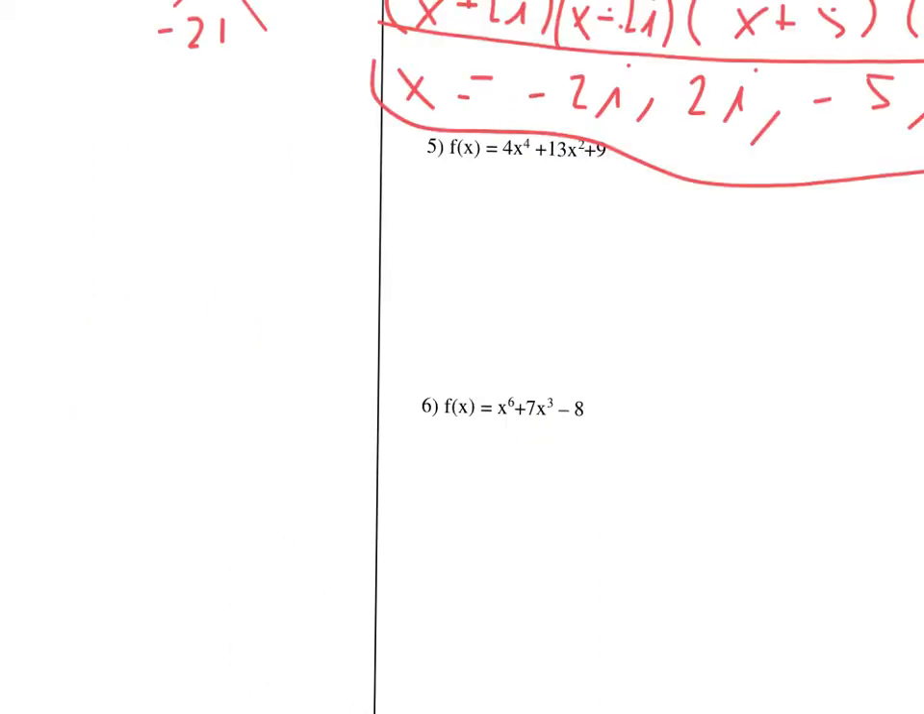All right, next up here, number 5, I got another trinomial, so I'm going to go ahead and do my diamond here. And we do have 36 on top for our a times c, and then 13 on bottom. So that sounds like, what is that?